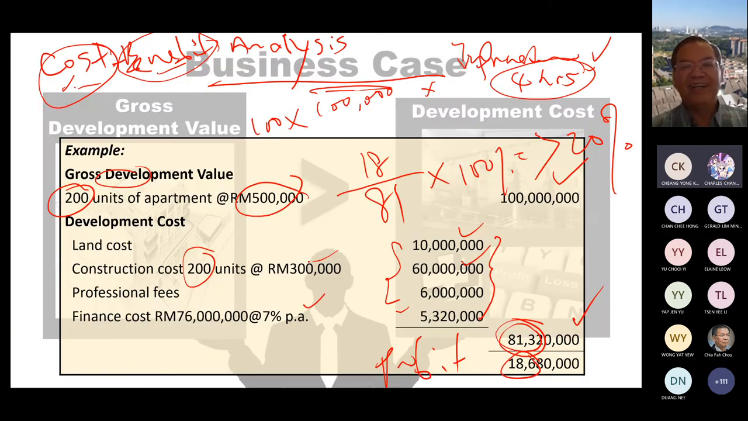Sir, may I ask one thing about just now you said the cost benefit analysis. Is it something similar to the profit analysis from property development?